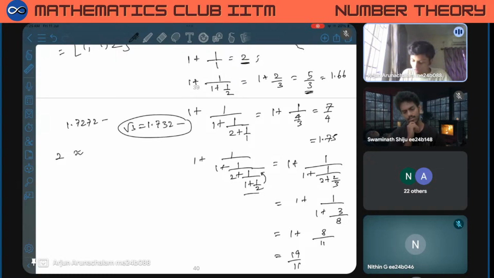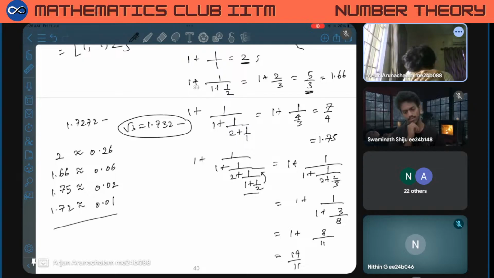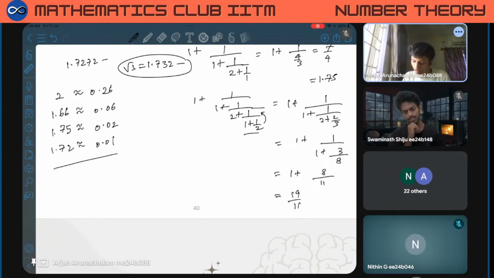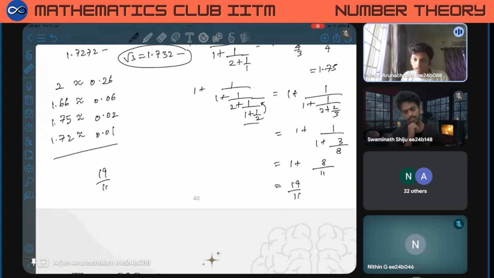So you have 2 first. How much is it off from root 3? It's off by around 0.26, right? And later you have 1.66, which is off by around 0.06. And then you have 1.75, which is off by 0.02. And then you have 1.72, which is off by 0.01. So with each successive addition of a level, our approximation just keeps getting better. So 19 by 11 is a very close approximation to root 3. And if you add another level, you get even closer, right? This is why continued fractions are useful.